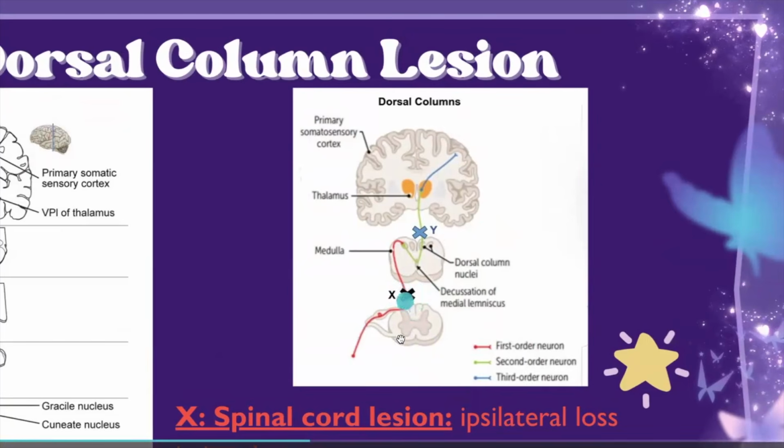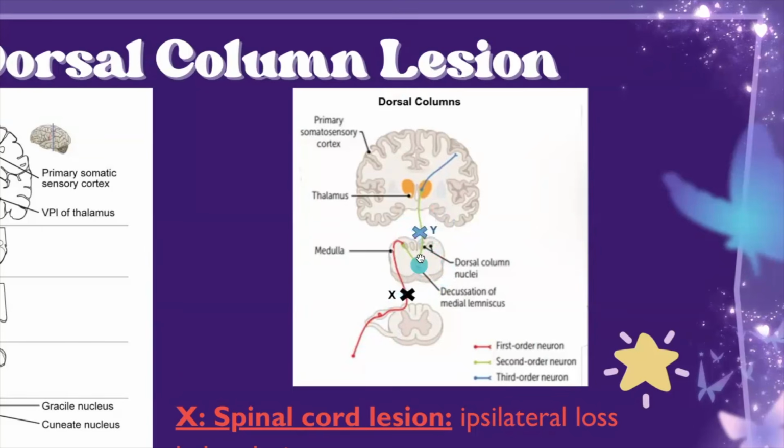Why is it ipsilateral? Because it is still below the level of the crossing, of the decussation. The fibers still did not cross the midline, and so everything below this part will still be ipsilateral. So you would lose the sensations that we talked about below this level of the lesion, okay? It would be ipsilateral.